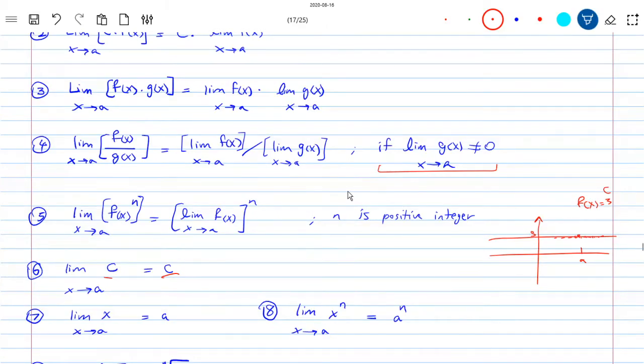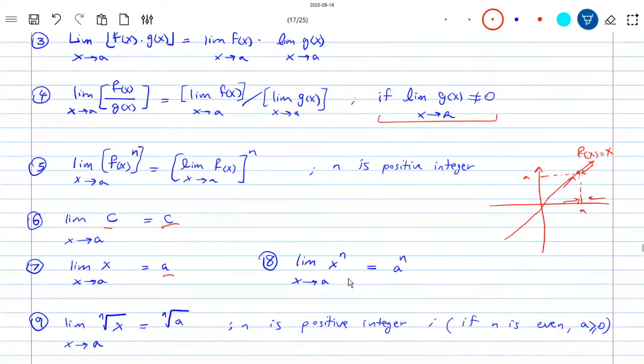If you're dealing with the function f of x equal to x, and they ask you to find the limit at a, the graph of f of x equal to x is this 45-degree line. The limit at a is exactly the same as the a value, because if you're approaching a from each side, you're following along this line. There's no arrow at the end. So you're following along this line, and what you expect is exactly the value of a. By doing this, we can create polynomials. Limit of x to the power n.